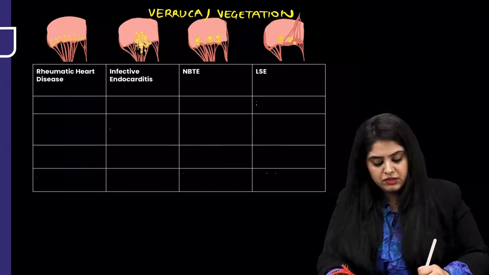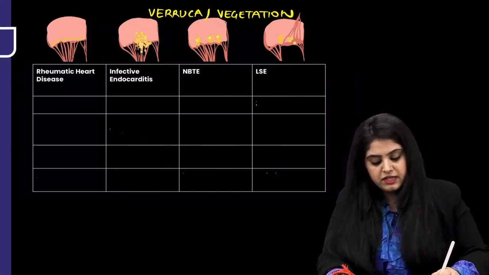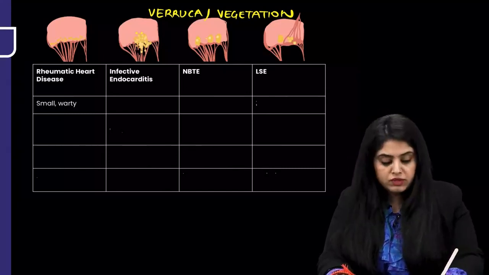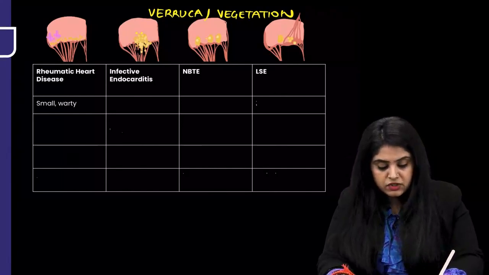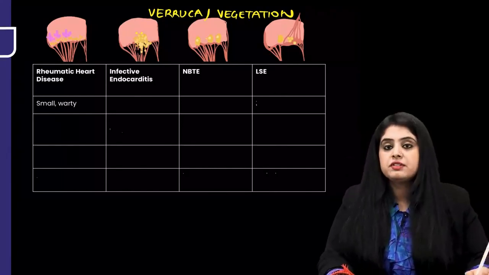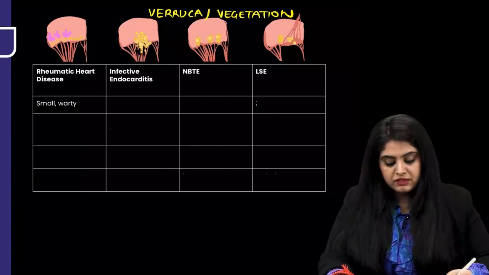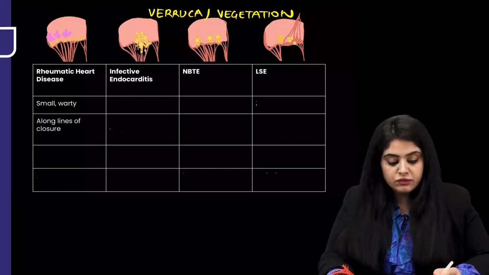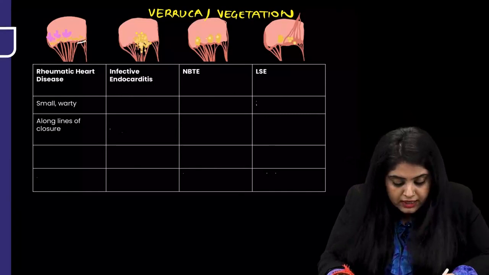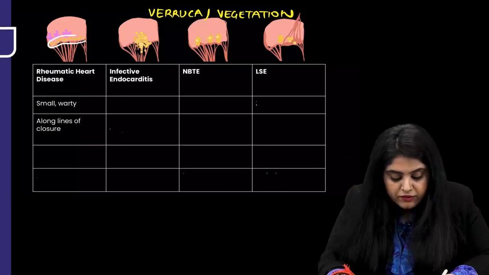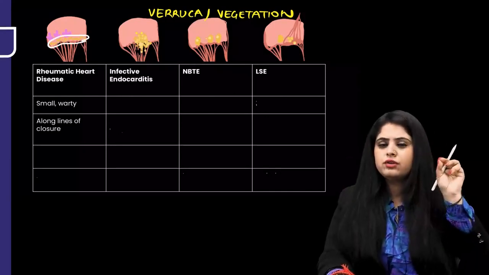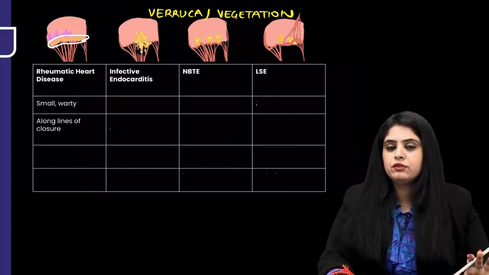How are the vegetations? I can see the vegetations are very, very small. They are small, warty vegetations, tiny vegetations that are going to be present. Also, please note that these vegetations are along the lines of closure. Can you see? They are all along the lines of the valve. These yellow vegetations are tiny dots along the lines of closure.